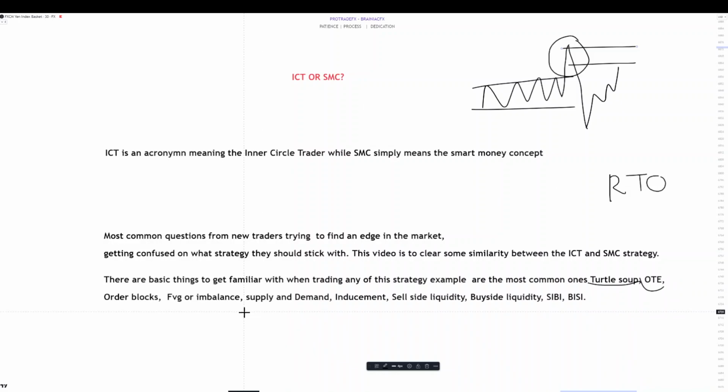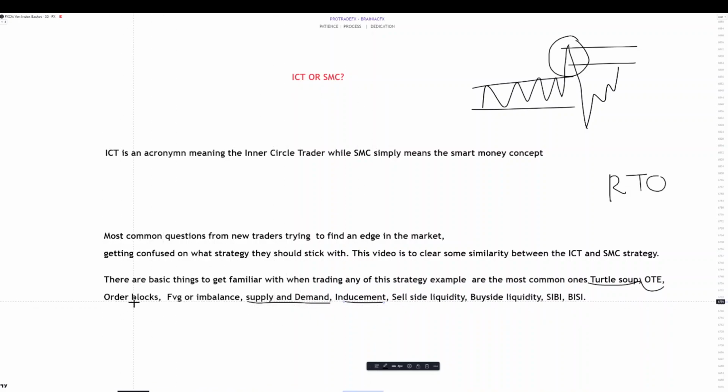But one of the things I would like to put emphasis on is the fact that for ICT, we do not actually use supply and demand. ICT in its own course doesn't talk about supply and demand. No, it doesn't talk about that. Anyone talking about supply and demand is just adding to what ICT does not talk about in its concept. But in SMC, there is always supply and demand in the equations, right? We have the inducement in the equations when it comes to SMC.